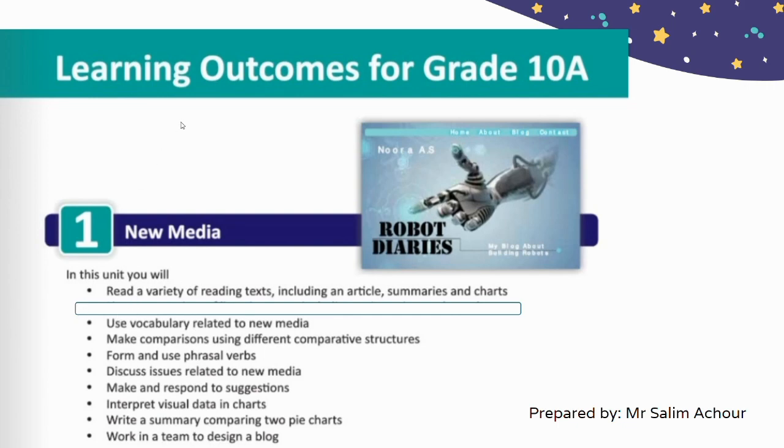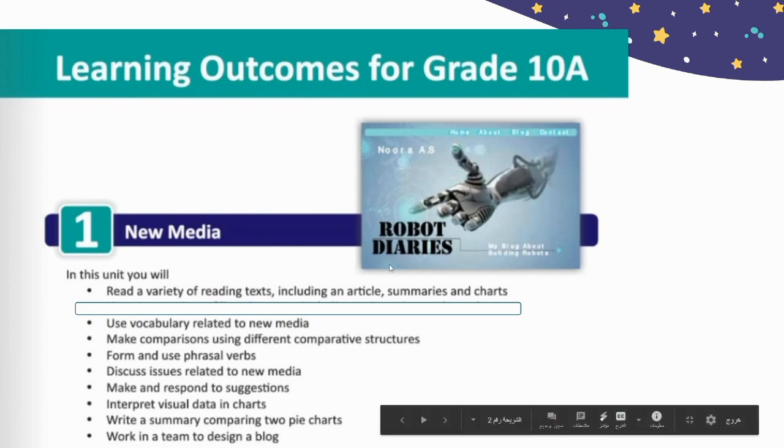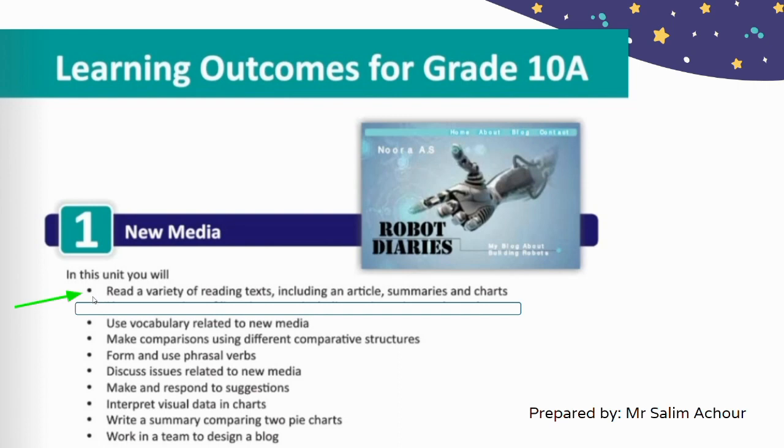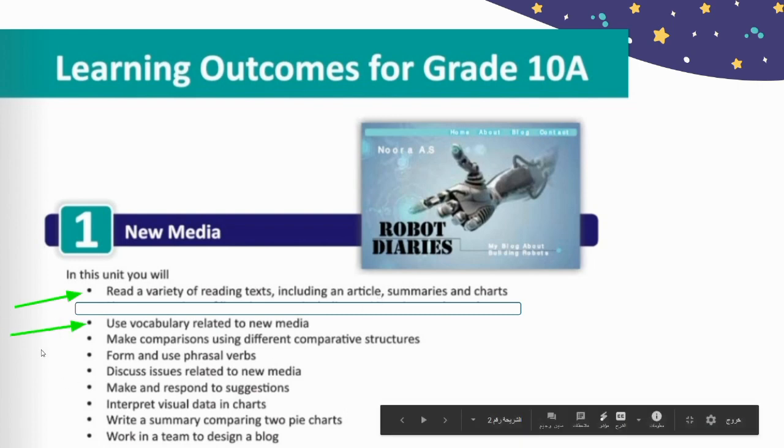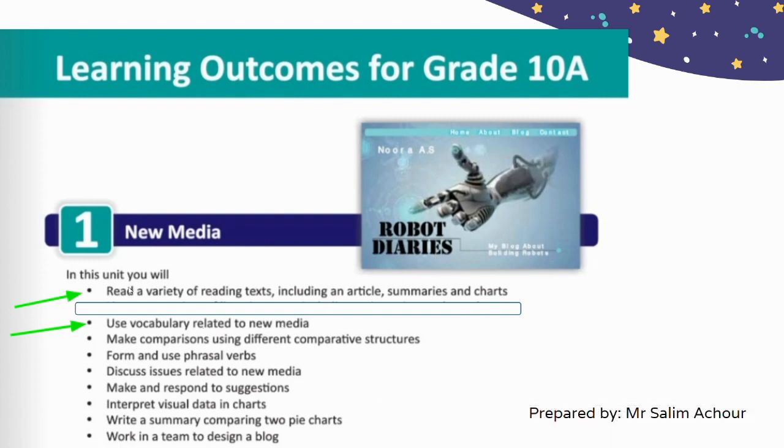As you can see, these are the learning outcomes of the whole unit, but in our first lesson we have to cover the first outcome, which is read a variety of reading texts including an article. The second outcome, use vocabulary related to new media. These are only the 2 points that we are going to cover during this lesson.